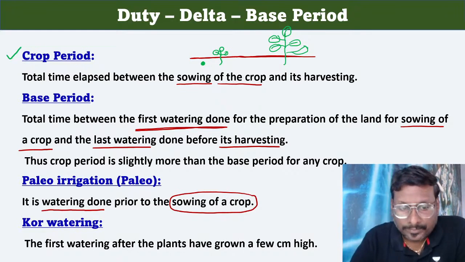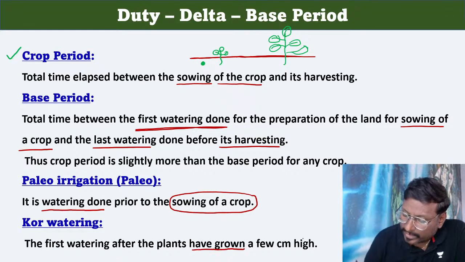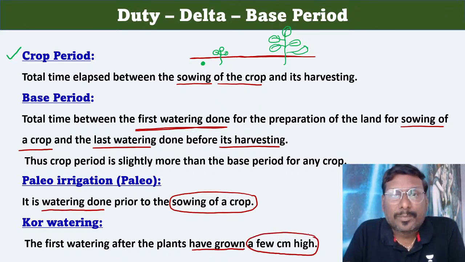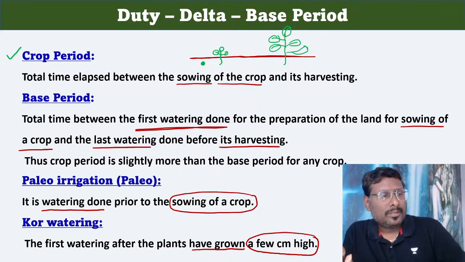Core watering. First watering after the plant has grown a few centimeters in height. Plant grown up to a few centimeters in height, that watering we call it core watering.